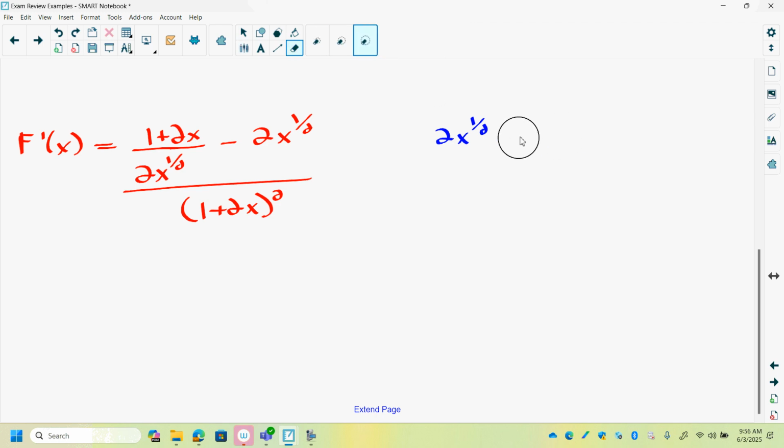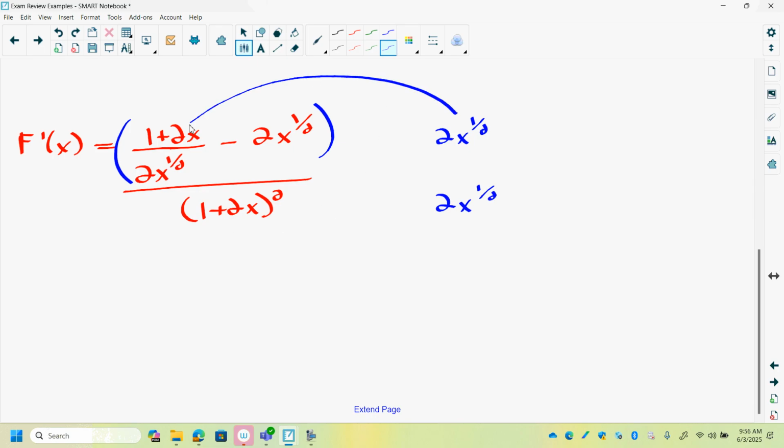So there's my common denominator, which means I'm going to multiply this top and the bottom by 2x to the 1/2. Watch when I do this. What would you get if you multiplied 1 plus 2x divided by 2x to the 1/2? The 2x to the 1/2 would cancel, and all you'd be left with is what? 1 plus 2x. Now, nothing's going to cancel here. I'm actually going to multiply that.